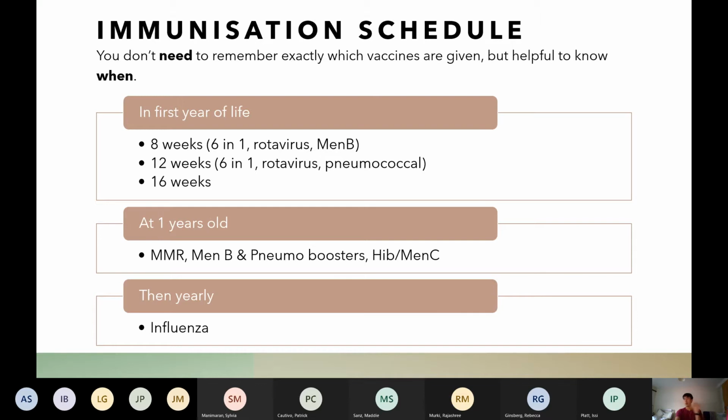The other thing to say is that they often do the baby check at 8 weeks so they can give the immunization the first time.